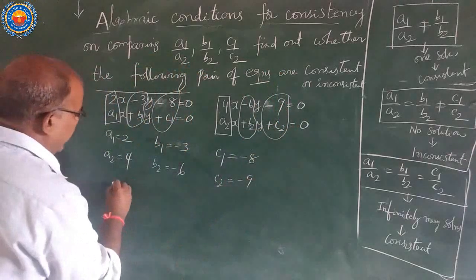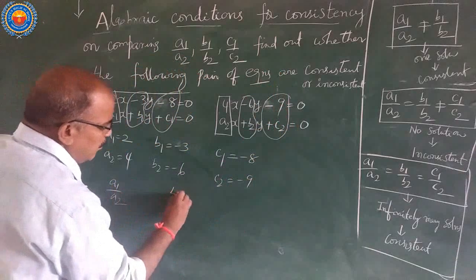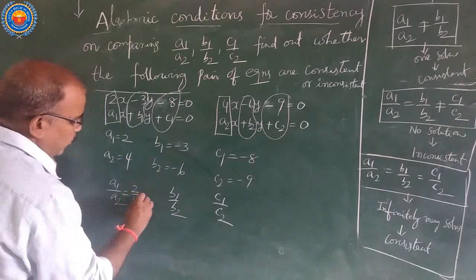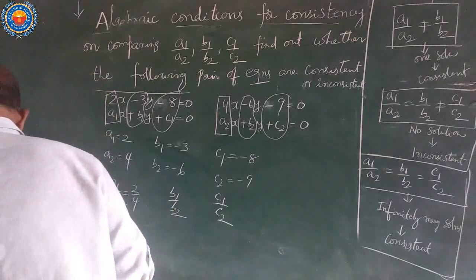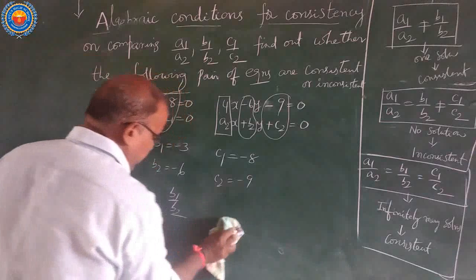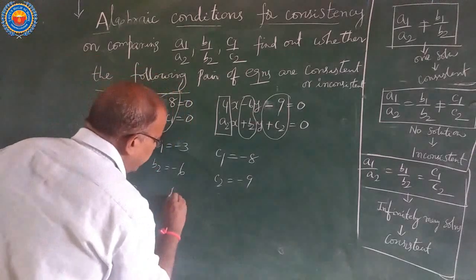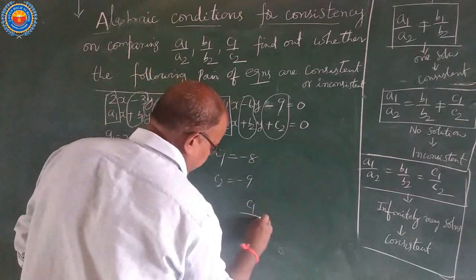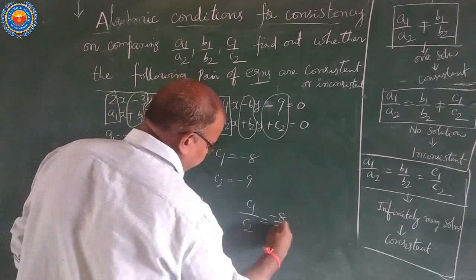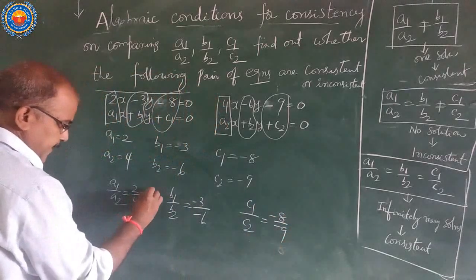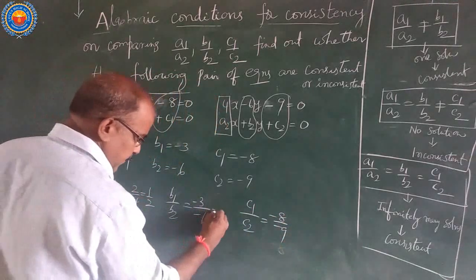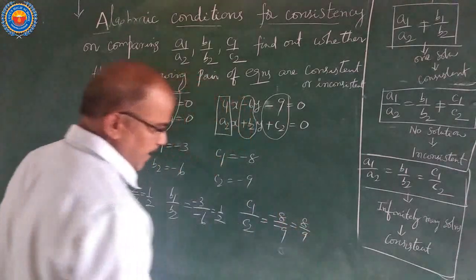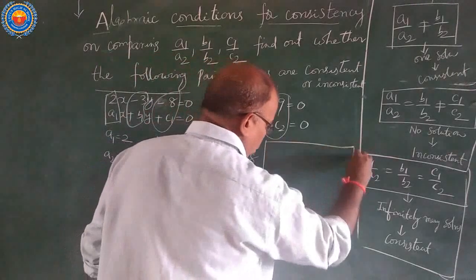Let us check a1 by a2, b1 by b2, c1 by c2. What is a1 by a2? 2 by 4. What is b1 by b2? Minus 3 by minus 6. What is c1 by c2? Minus 8 by minus 9. If it is simplified, this will be 1 by 2, and this will be 1 by 2. Here we can write only 8 by 9, because 8 and 9 are co-prime to each other.